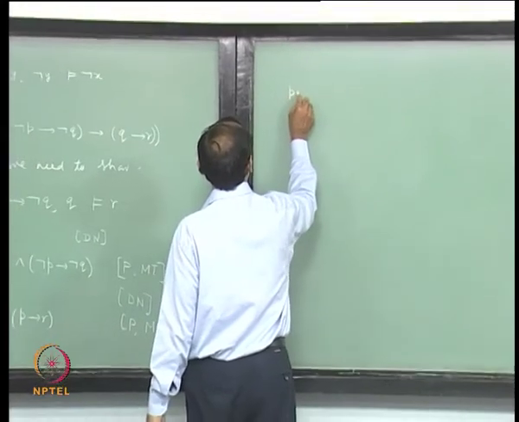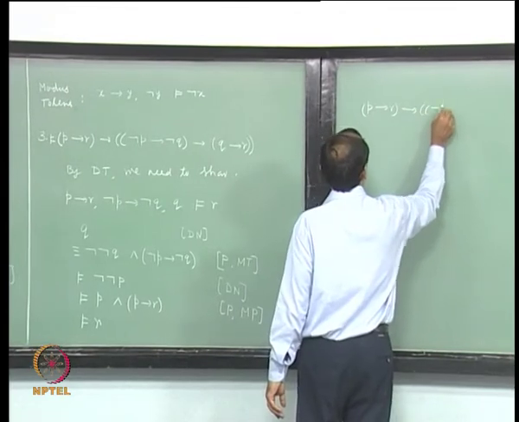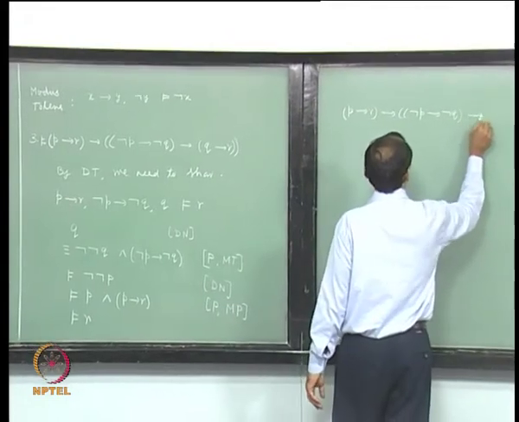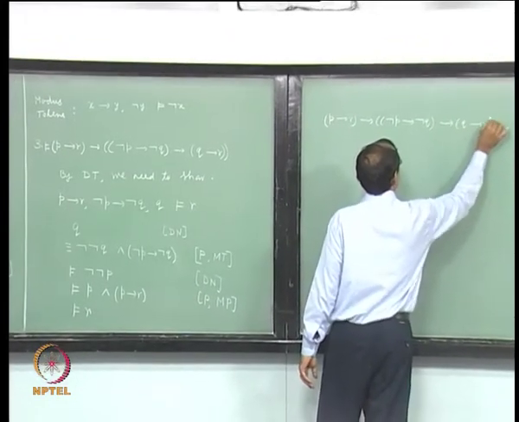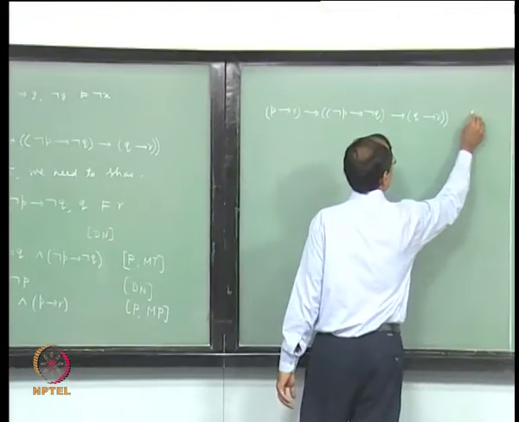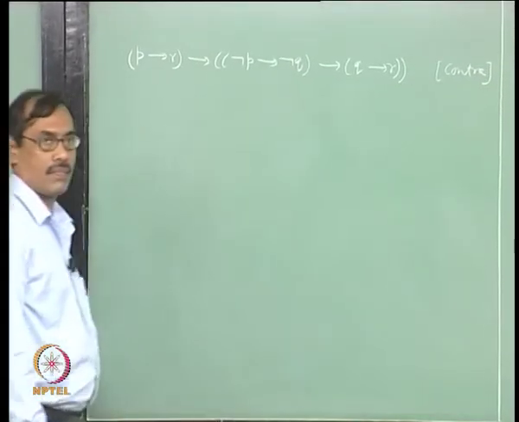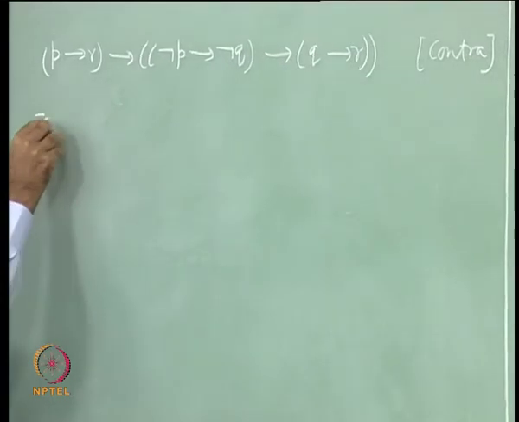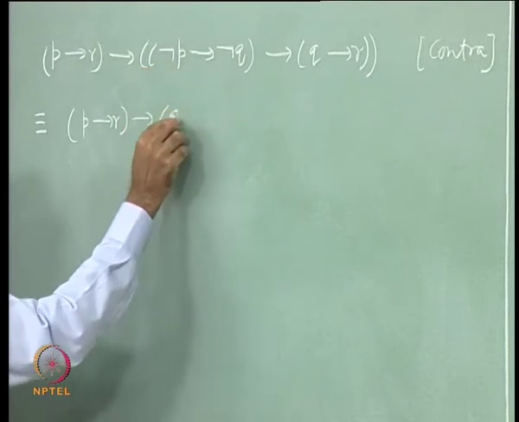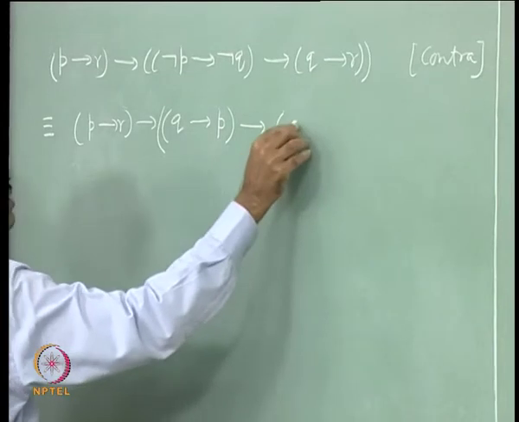So, we can start the calculation from P implies R, as is given, implies not P implies not Q implies Q implies R. Our aim is to use contraposition here. So, you write contraposition, that makes it equivalent to P implies R implies Q implies P implies Q implies R.